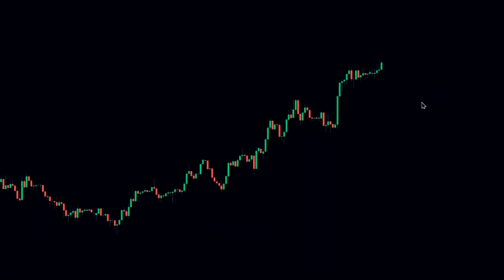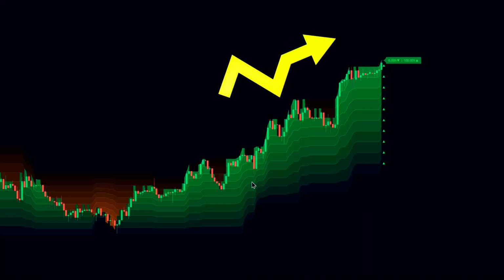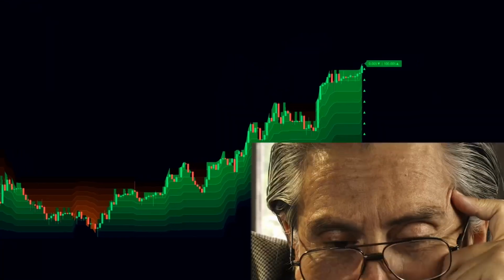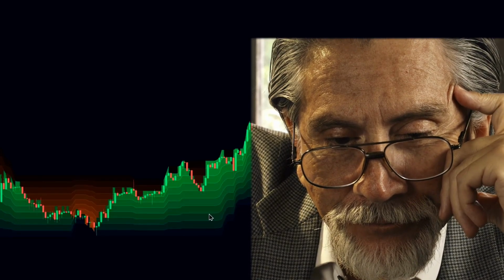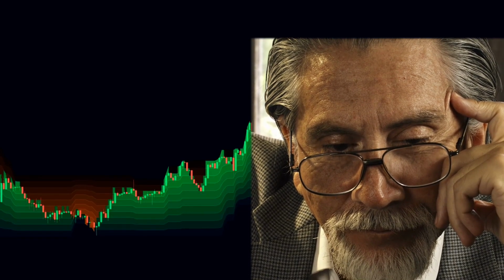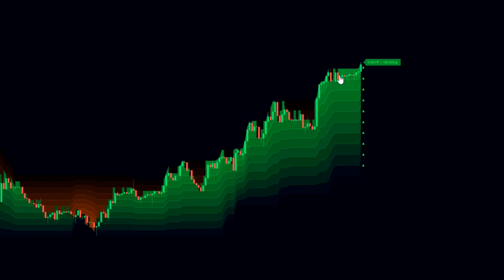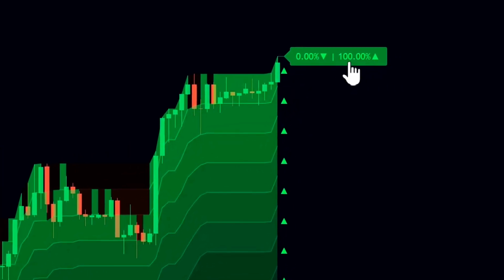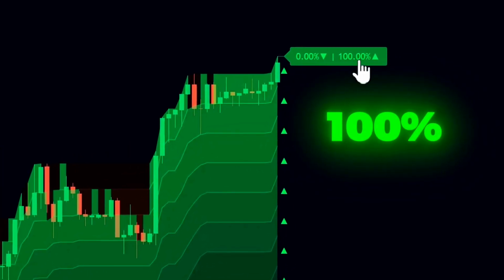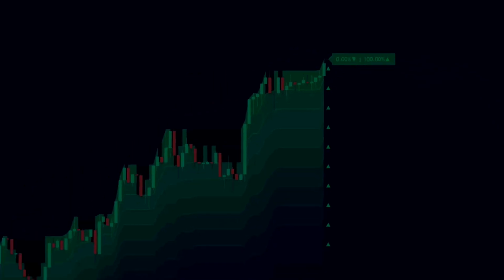This is a solid bullish trend as clearly marked by this indicator. Now, you might be wondering, how can we tell if the trend is actually strong? Well, just check out this number right here. It's showing 100.